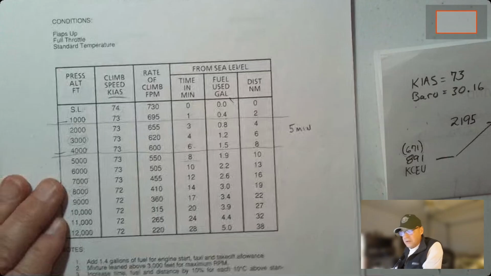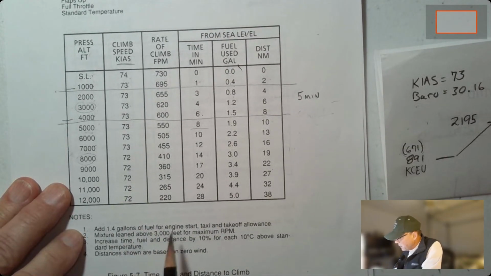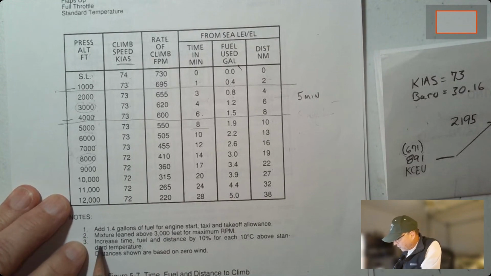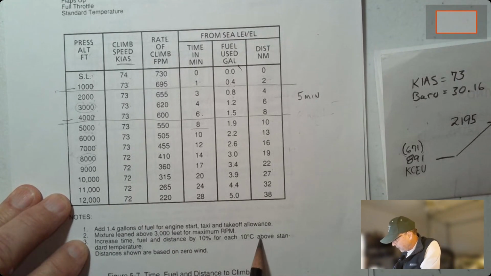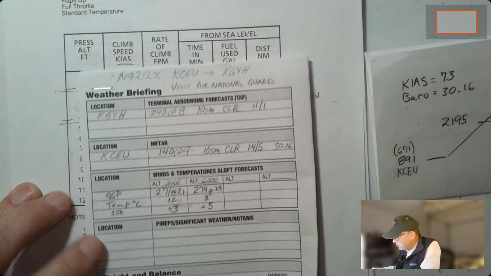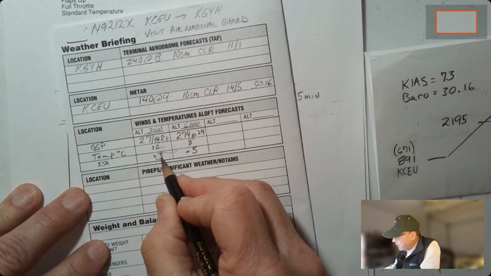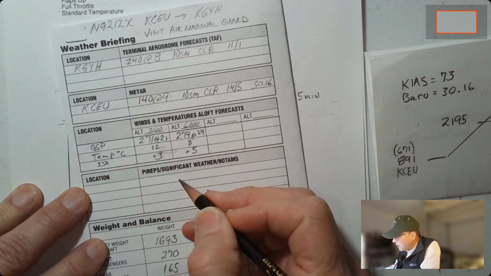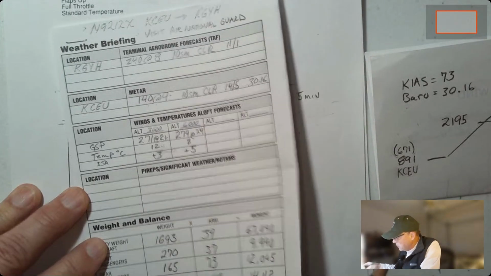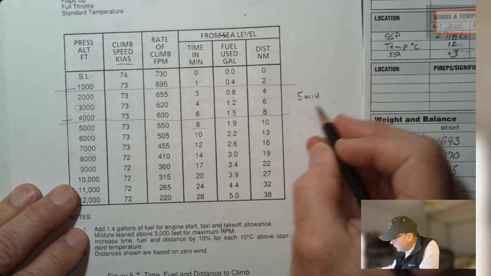Now, a couple things. You need to be mindful of these footnotes down at the bottom. In particular, this one: increase time, fuel, and distance by 10% for each 10 degrees above the standard temperature. As you might recall, we are 3 degrees above the standard temperature when we're at our cruising altitude. So we're going to have to multiply this by some small amount.